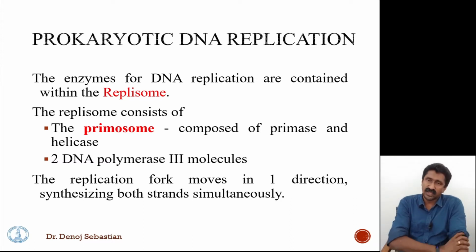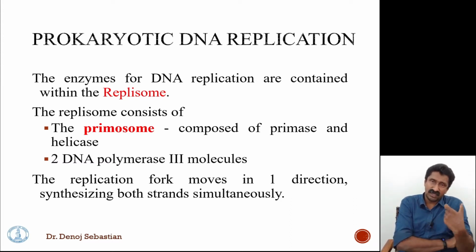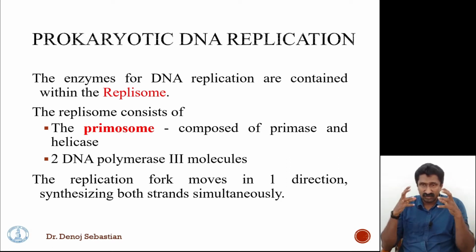So in the replisome we have the primase enzyme and the helicase enzyme, and 2 units of the DNA polymerase 3 which are joined together. This entire structure with the primase, helicase and 2 units of the DNA polymerase 3 constitutes the replisome, and the primase and helicase are known as a primosome.